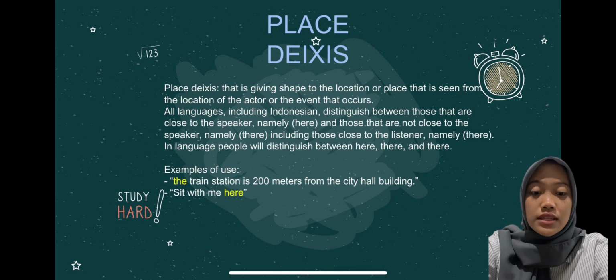This is because here the location is close to the speaker. There the location is not close to the speaker, while there the location is not close to the speaker or listener. The example of use. Number 1: The train station is 200 meters from the city hall building. Number 2: Sit with me here.